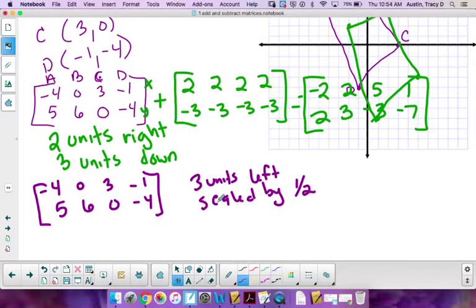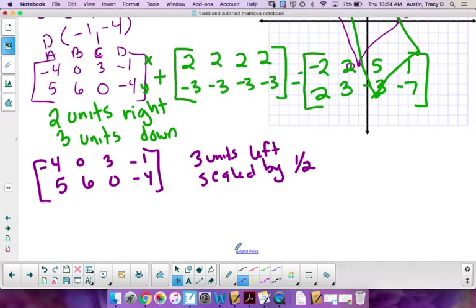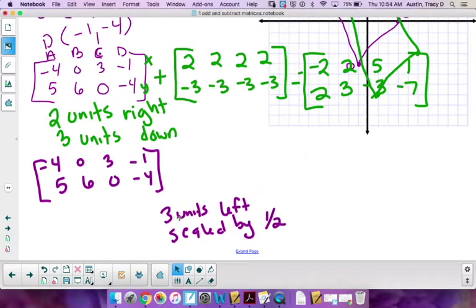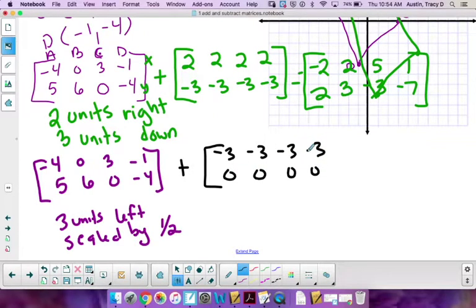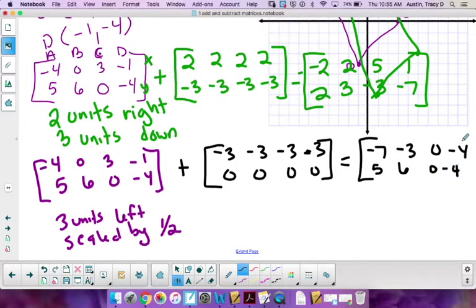So, 3 units to the left means that I need to change the x variables, right? Not the y's, though, because I don't have anything where I'm going up or down. So, if I'm going to go 3 units left, I just need to change the x, and I can add zeros to my y because it doesn't change anything. And then I'm going to take that answer and multiply it by a half. So -7, -3, 0, -4. And then the y's stay the same. Right? And then I'm going to multiply the whole thing by a half. Okay, and that'll get me my new shape.